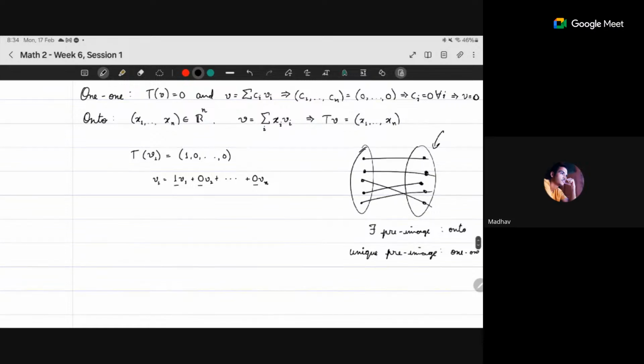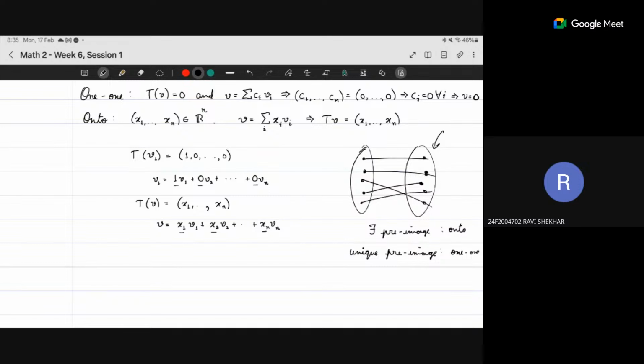So now if you want some vector V such that T of V is x1, x2, xn, what should you start out with? V has to be x1 v1 plus x2 v2 plus xn vn. The coefficients of V are actually x1, x2, xn, which is what we want, and that is how we construct the vector.